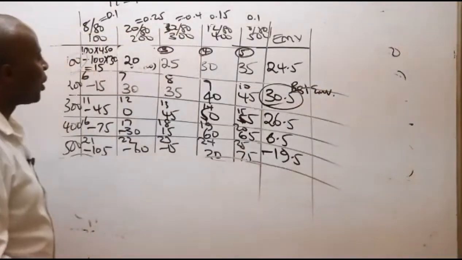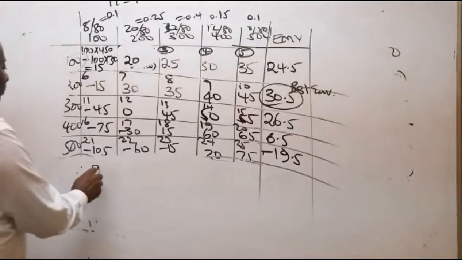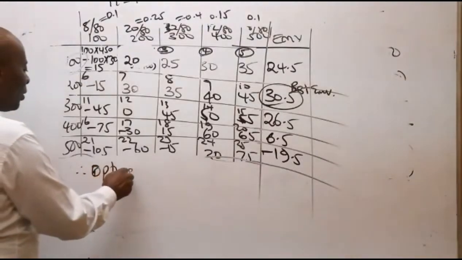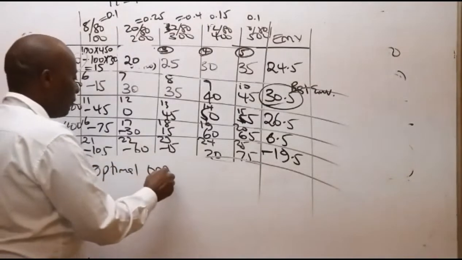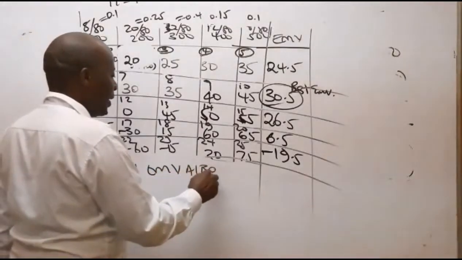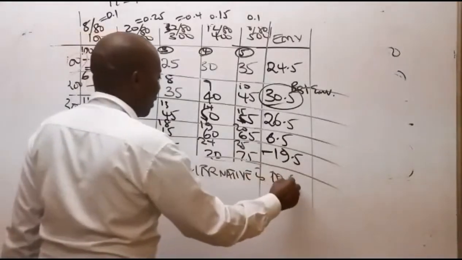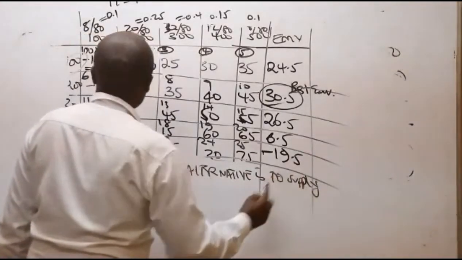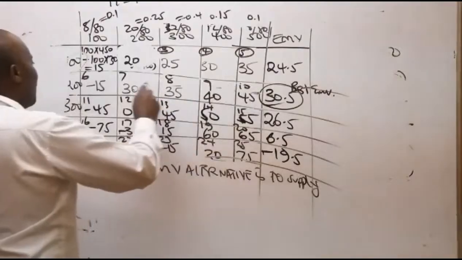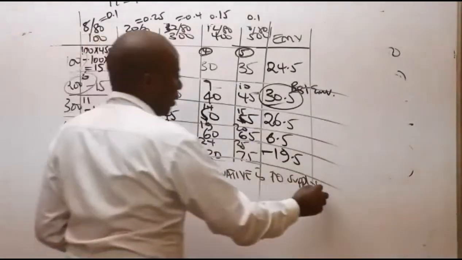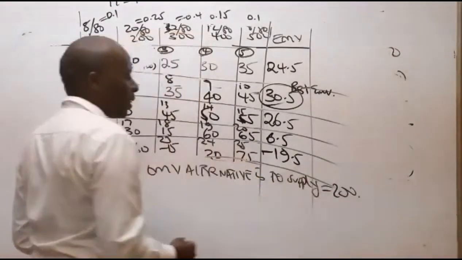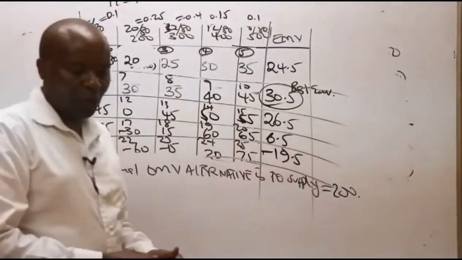So implying, ladies and gentlemen, that the best or optimal EMV alternative is to supply the one that corresponds to this, which is to supply 200 crits. Thank you.